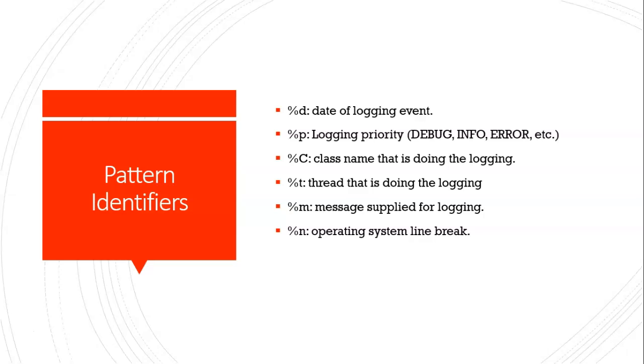And then %n is the line break for the operating system that says, okay, let's go ahead and break to a new line. That will almost always be the last thing that you'll see on a logging format line, and it will almost always be the only thing that you see. You'll only see one of them in the logging file line.